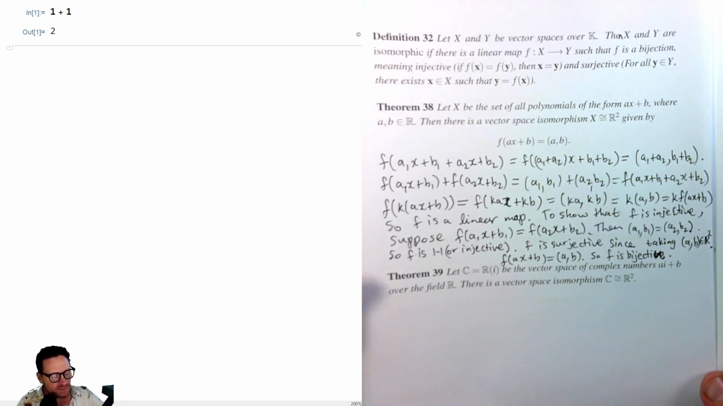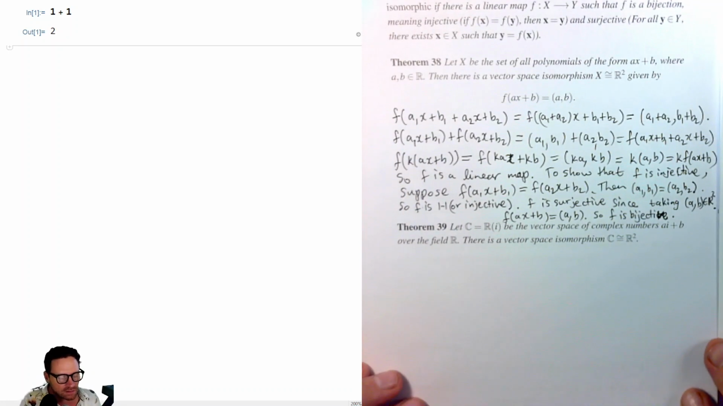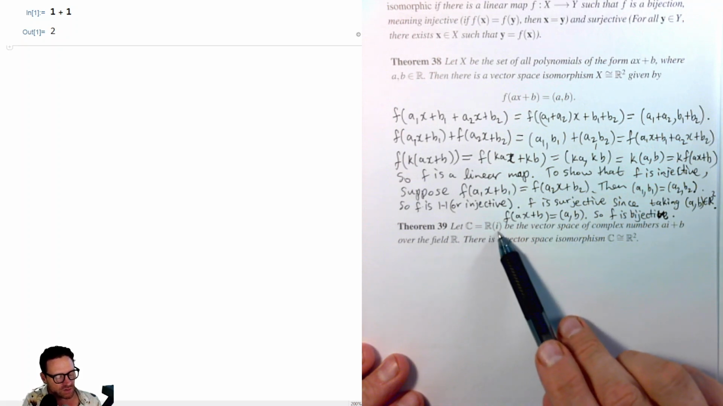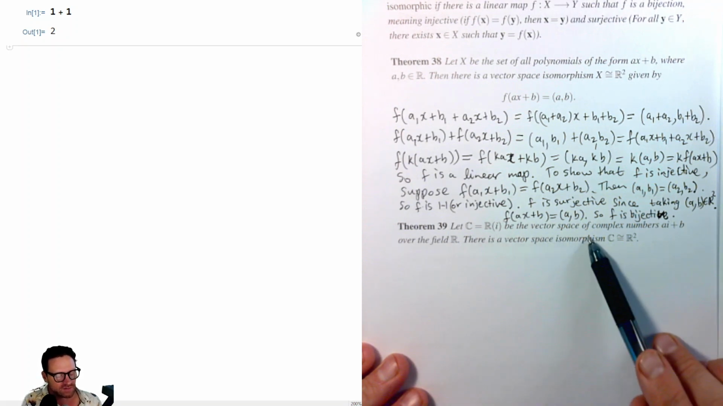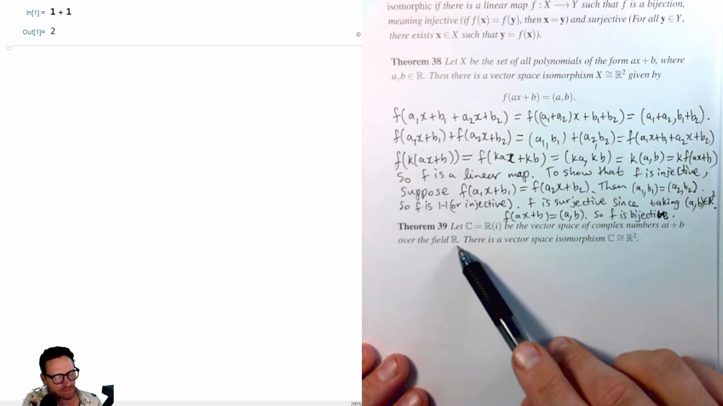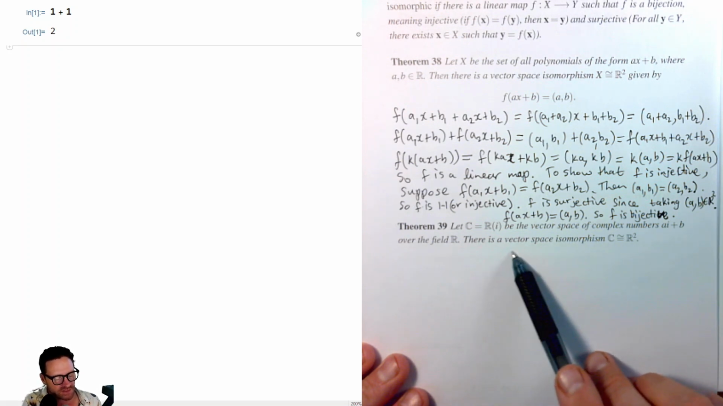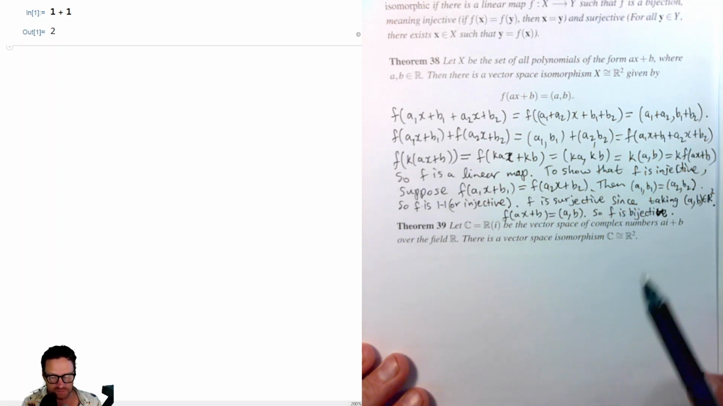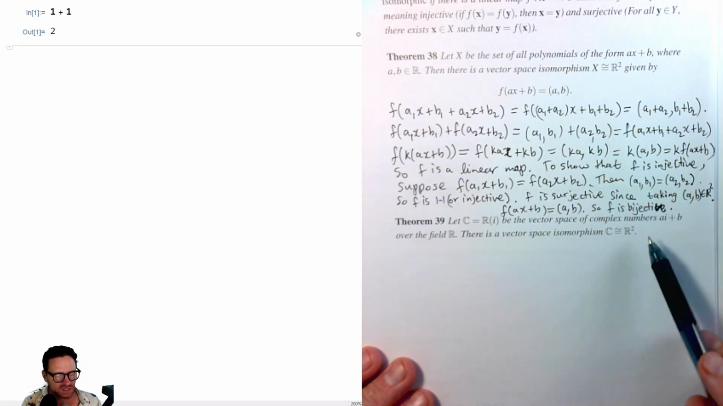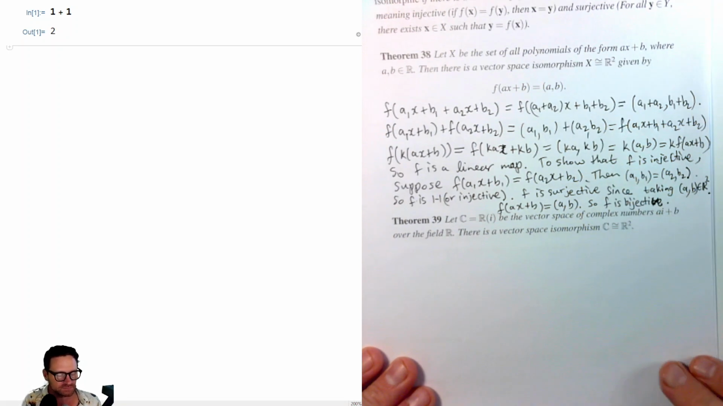All right, Theorem 39. Let C be the complex numbers. This is R adjoin i. Be the vector space of complex numbers ai plus b over the field R. There's a vector space isomorphism. So let's have a look. Now this follows immediately from the previous result.